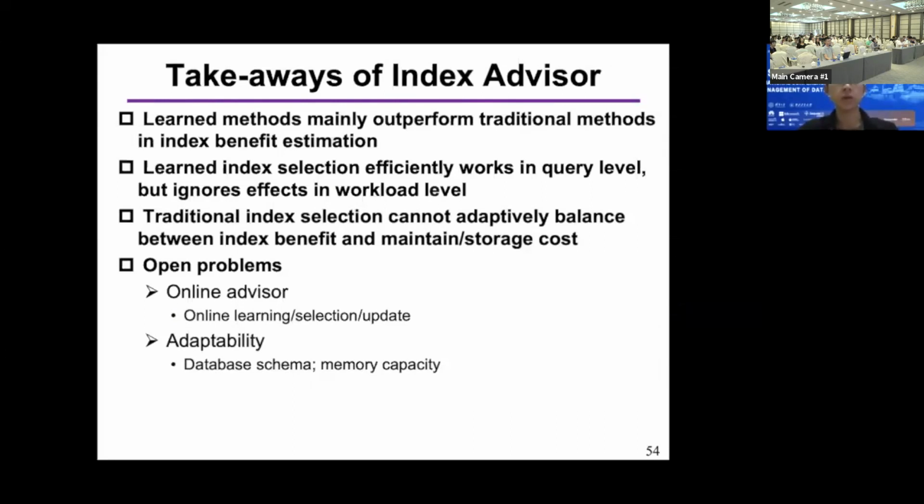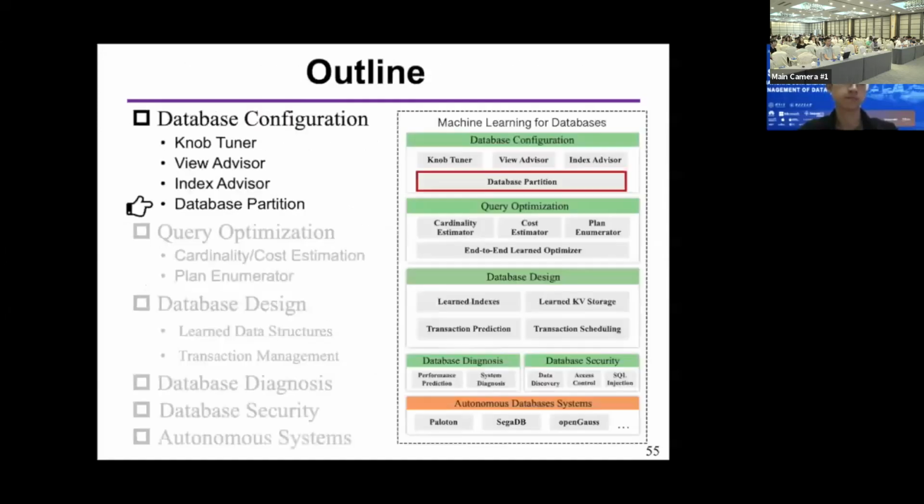Besides, there are also some open problems in index selection, like how to build an online learning-based index advisor that can support online index selection and index updates. Besides, how to improve the adaptability for different database schemas and memory capacities.